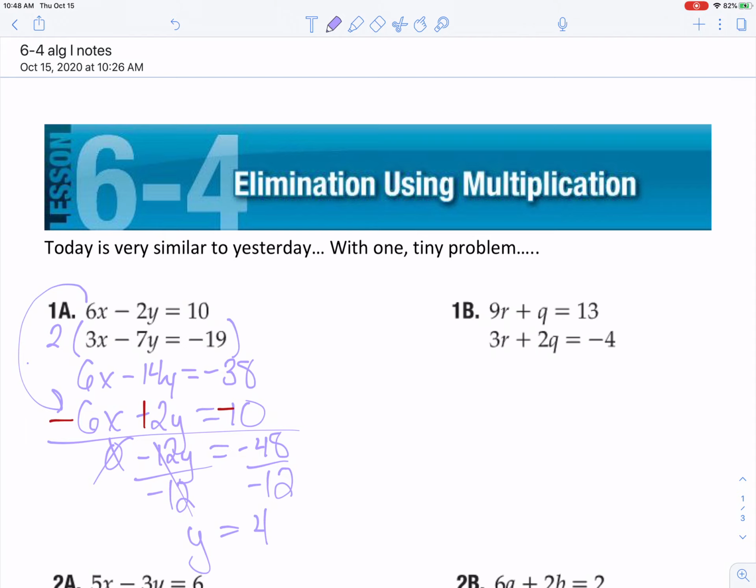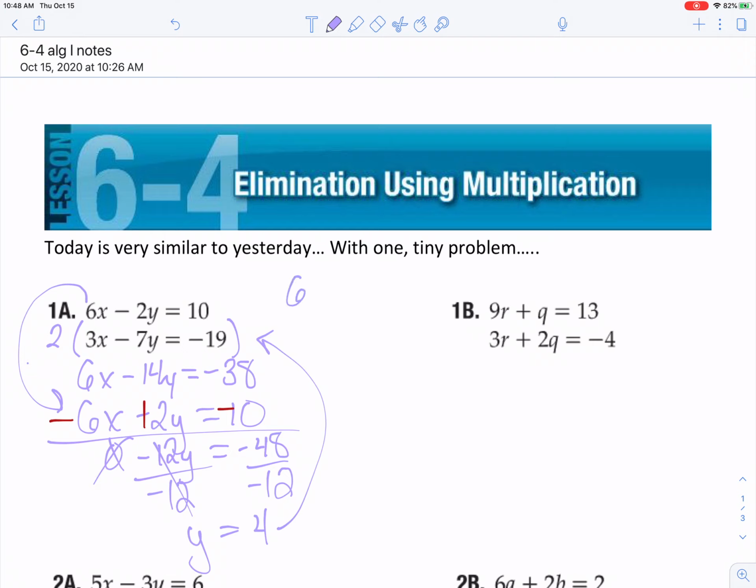And then the same thing every day. Is this my final answer? No. Why? Because your answer should be a point. You only have half of it. So you need to take 4 and plug it back in. It does not matter which equation you plug into. I think I'm going to do the top one because I don't want to deal with the 19.